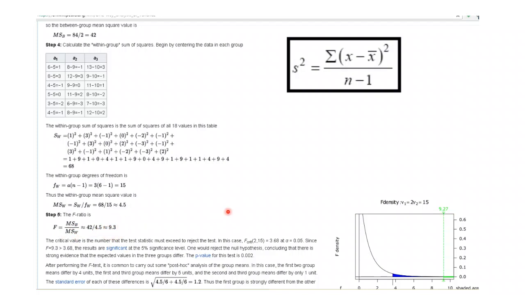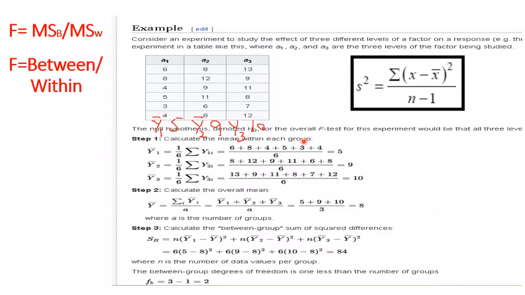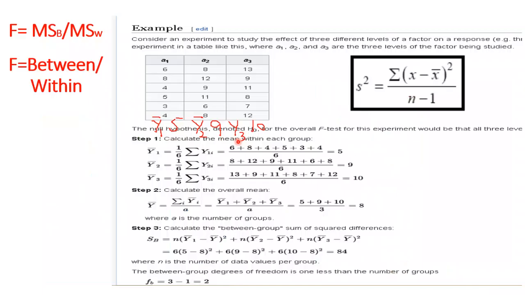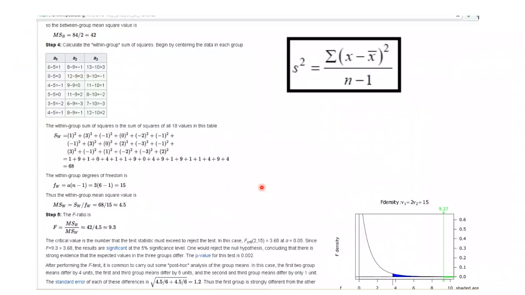Now, how to interpret this 9.3? This is a study of students of NMC that were taught some subject and then were assessed in that subject, in order to compare the means of their performance of the 3 classes, that is first year, second year and third year. The calculated value is 9.3.